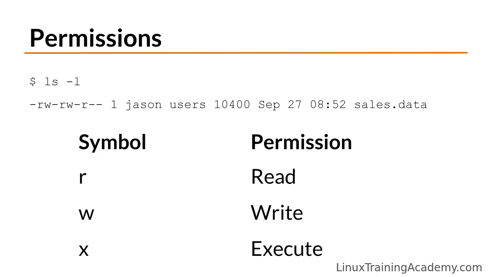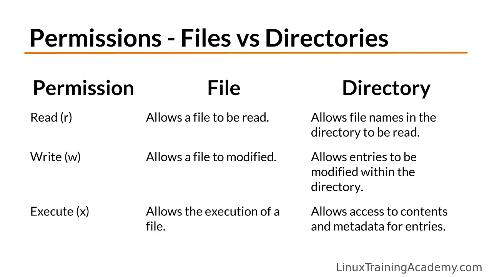If you have read permission to a file, that means you can see its contents. For example, you could run cat against the file and you would see the file's contents. If you have write permissions to a file, you can modify it. You can change its contents. If you have execute permissions, you can run that file as a program. Read, write, and execute are fairly self-explanatory when they're applied to files.